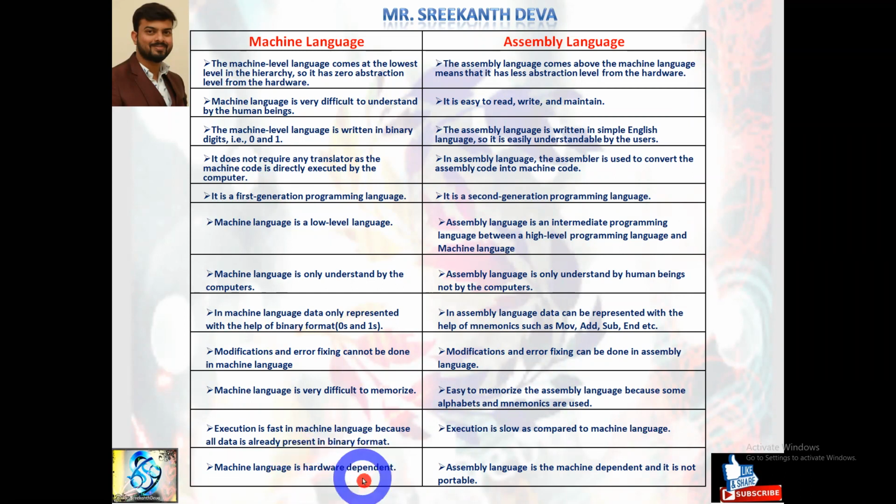Machine language is hardware dependent, architecture dependent, system dependent. Machine language completely depends upon the hardware. Assembly language is machine dependent, and it is not portable. Portable means we cannot carry this assembly code and run it on other platforms. Why? Because assembly language is still a low level language. Even though it is on top of machine level language, it still comes under low level language. It depends upon the machine, so you cannot carry that assembly code and run it on different platforms.